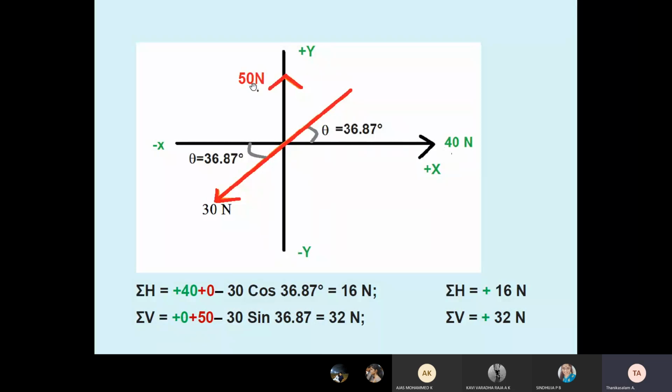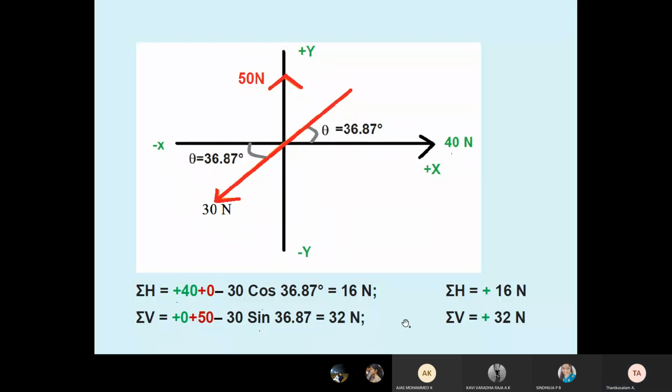And see the 50 Newton. The 50 Newton means the second force, is acting only in the y direction. In the x direction there is no force. That's why I put 0. It is acting in the positive direction, along the vertical direction only. So plus 50. Now the third force is acting in the third quadrant. Therefore, it has two components. X component minus 30 cos 36.87. Y component minus 30 sin 36.87.